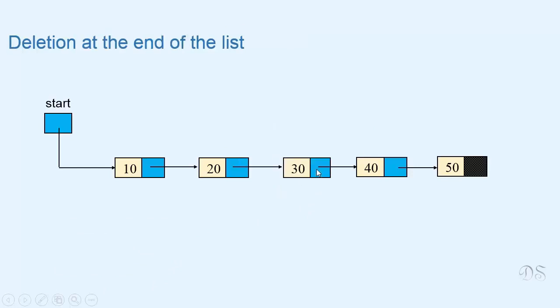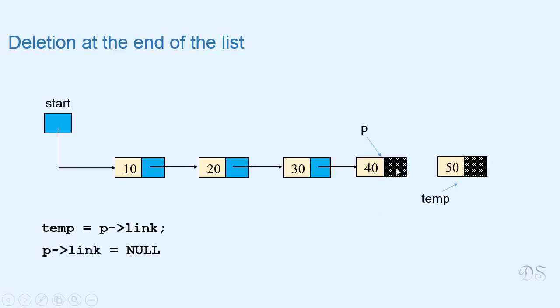Now let's see how we can delete the last node of the list. To delete the last node of the list, we need a pointer to the predecessor node. So we need a pointer to the second last node of the list. Temp will point to this node. So we'll write temp equal to p->link. Now after deletion, this node will become the last node of the list. So its link part should be null. So we'll just write p->link equal to null. So now this is the last node of the list and this node is not a part of the list.